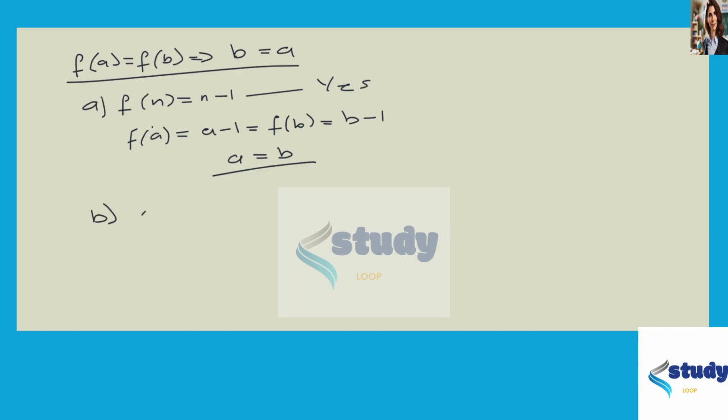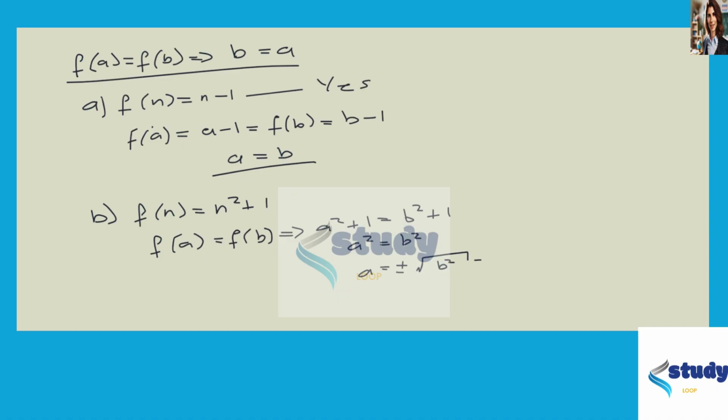Now b, f of n is equal to n squared plus 1. So you have f of a equals f of b, which implies a squared plus 1 is equal to b squared plus 1. So that gives you a squared is equal to b squared. So a is equal to plus or minus the square root of b squared. So that's plus or minus b. So then this is not a one-to-one function, because even though the outputs are the same, you can have two different inputs, namely plus or minus b.